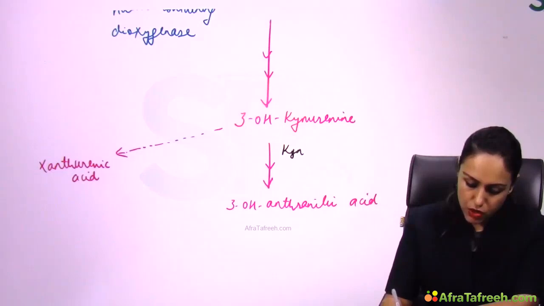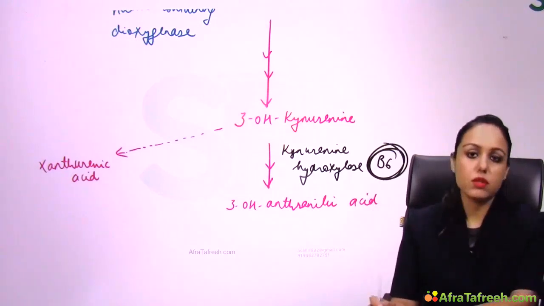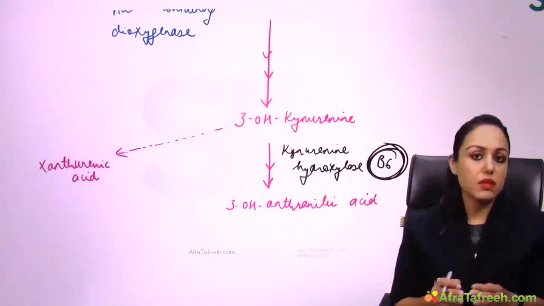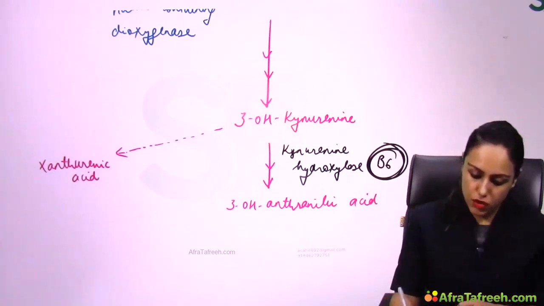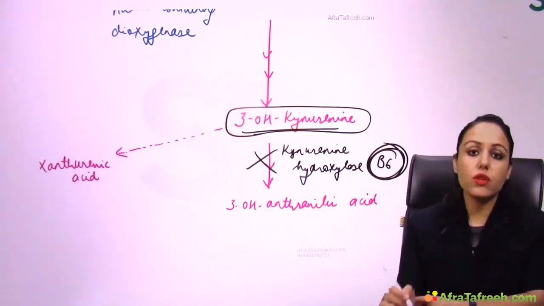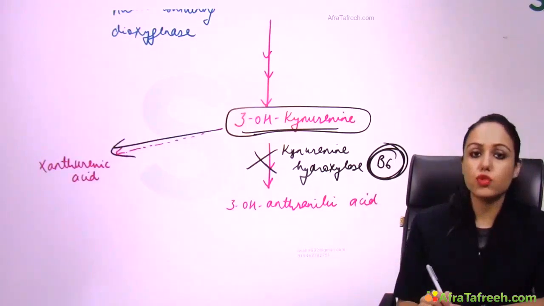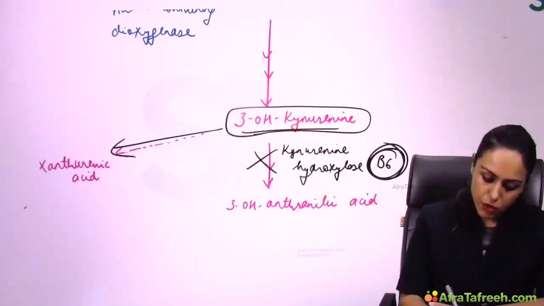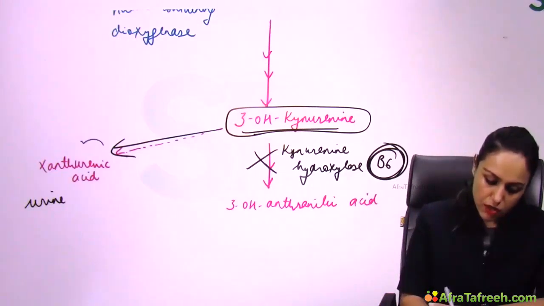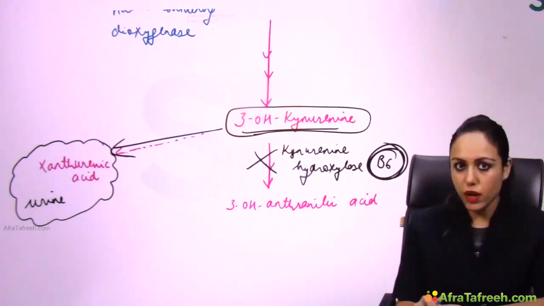kynurenine hydroxylase enzyme, which requires vitamin B6. So if vitamin B6 is not there, that is B6 deficiency, there is excess of 3-hydroxykynurenine as substrate, which is now taken up more towards the formation of xanthurenic acid. So in B6 deficiency, this xanthurenic acid will come in the urine of these patients, right?